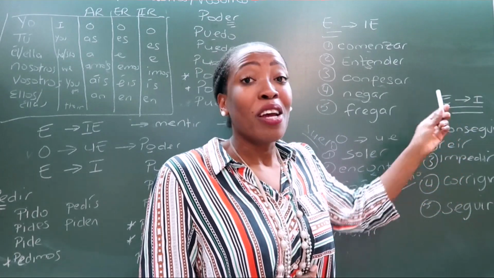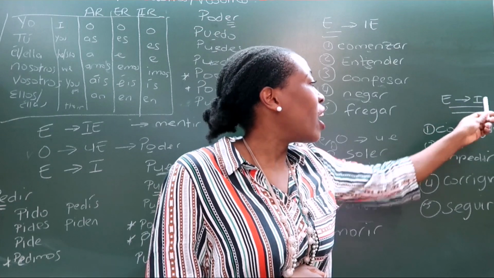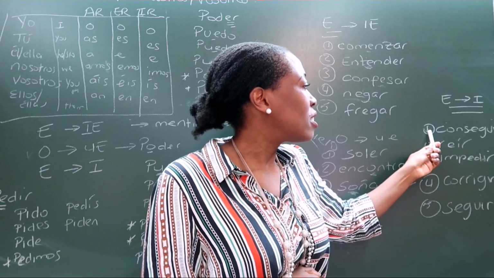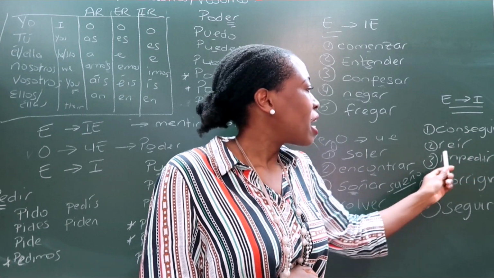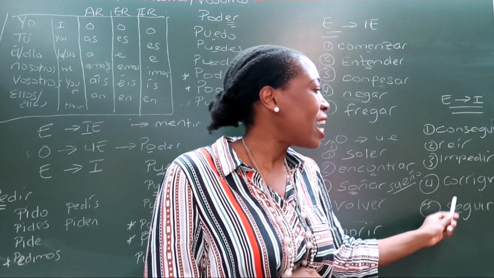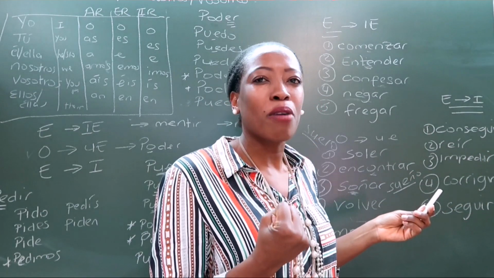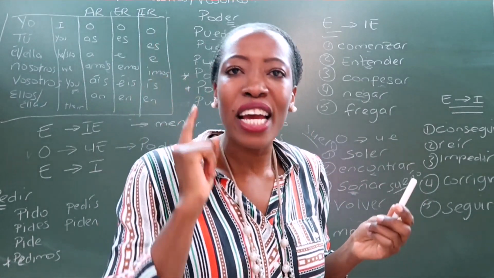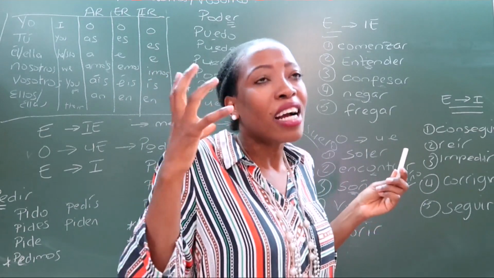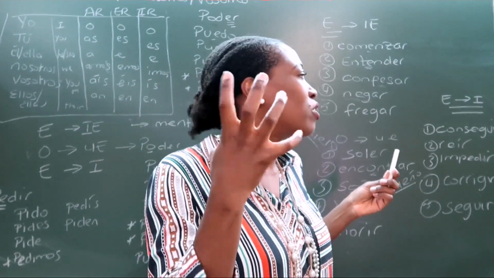Okay, so the next one, before I took the minutes off, the E's to I, stem change. For example, I have conseguir, reír, impedir, corregir, and seguir. So, conseguir is to get something, to manage to get something. And conseguir. No consigo entender. I can't manage to, I can't quite understand. Consigo, to get something.